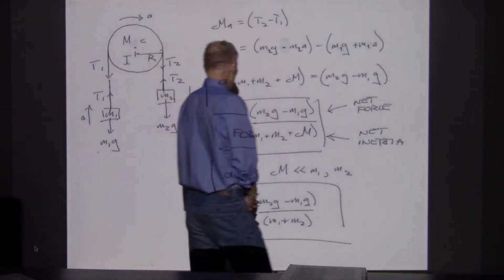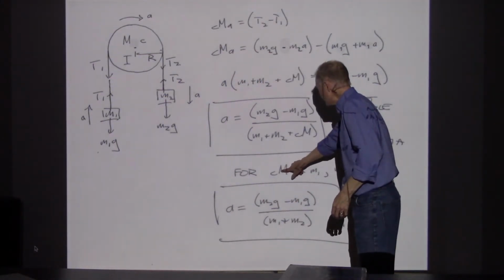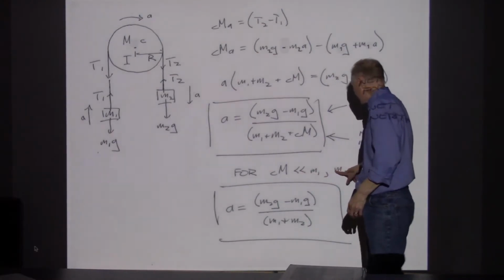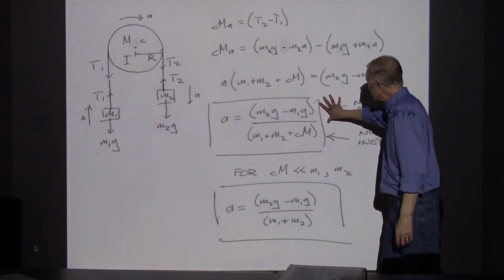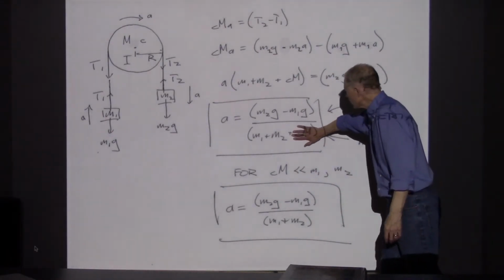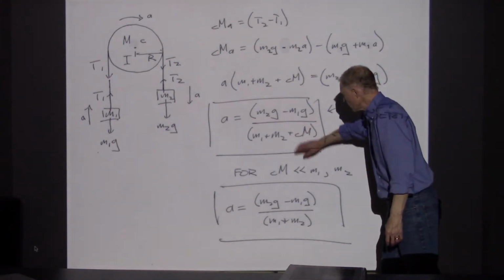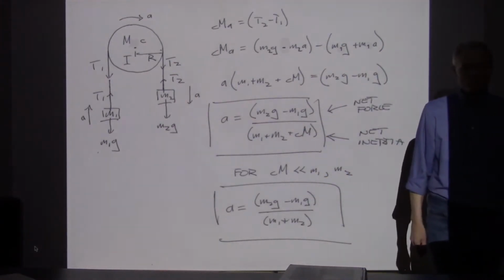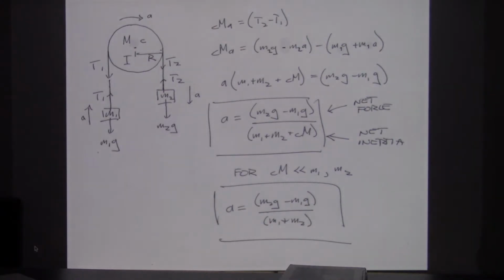Well, if Cm is much, much less than M1 and M2, this equation can be approximated by removing the Cm. Oh, look, and then it's chapter 4. So that takes us back before rotations when we didn't know how to include the effect of the pulley. So we kept saying the pulley is massless, the pulley has negligible mass, but now we know how to take that into account.